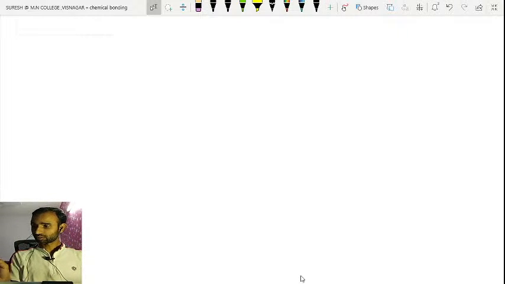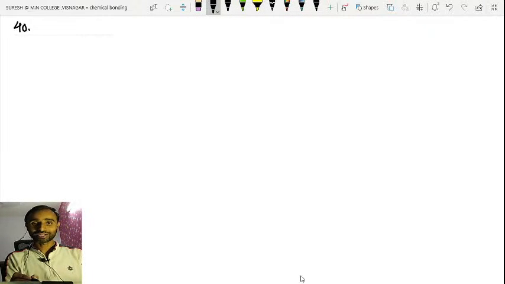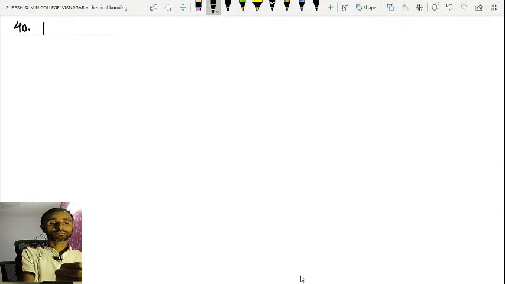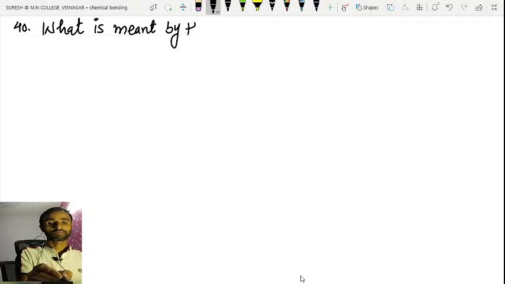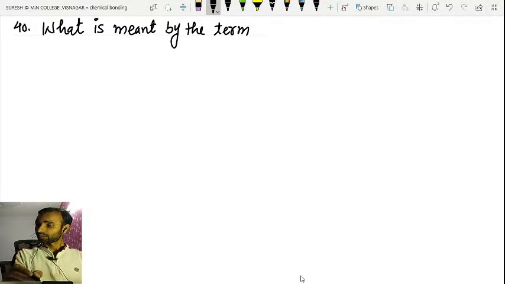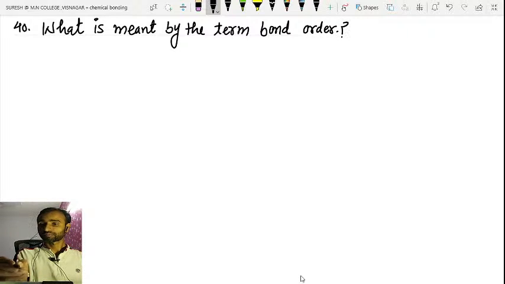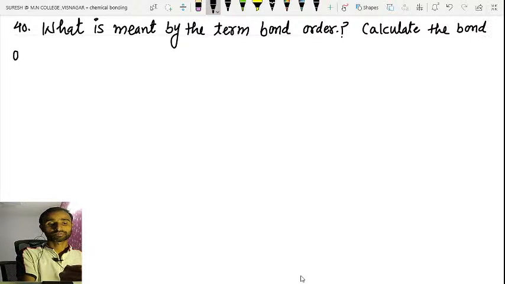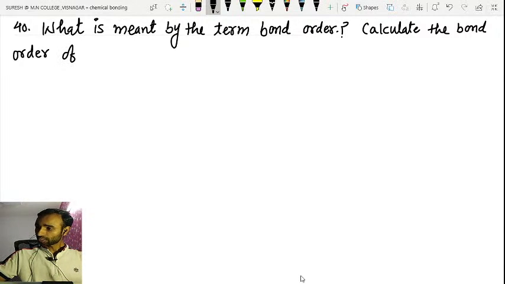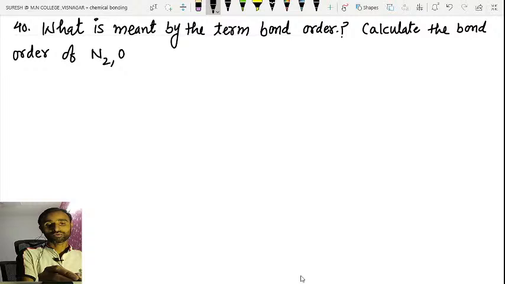Okay, so let us do the last question of this chapter, that is chemical bonding. What is meant by the term bond order? Calculate the bond order of N2, O2, O2 negative, and O2 2 negative.